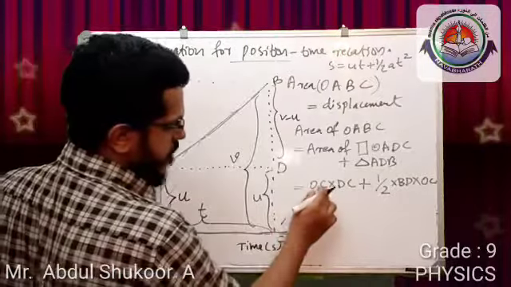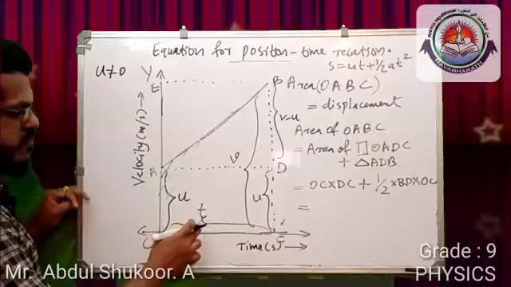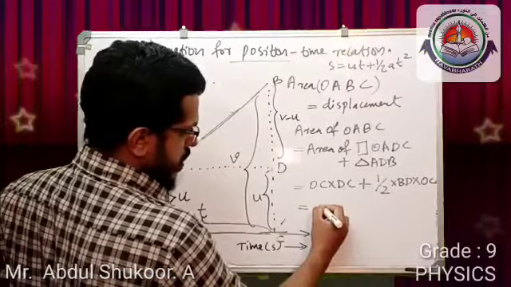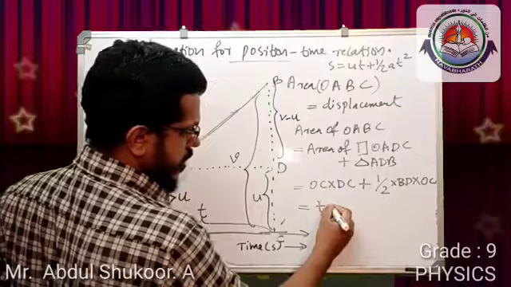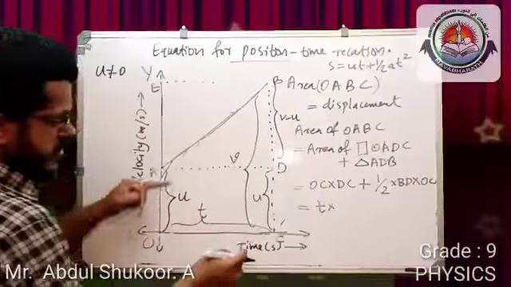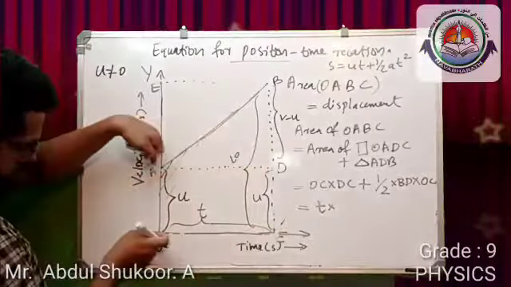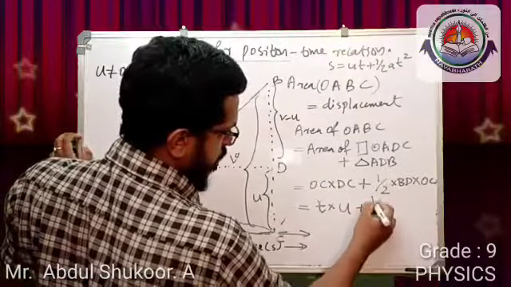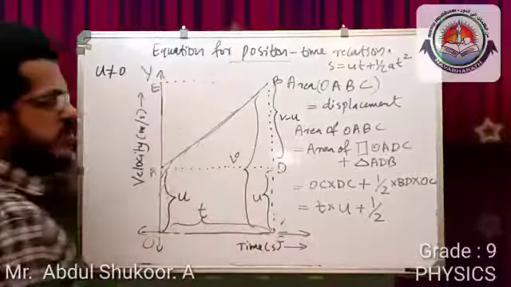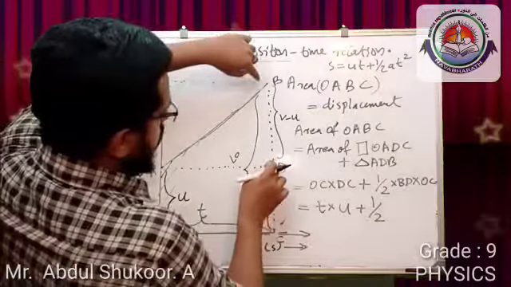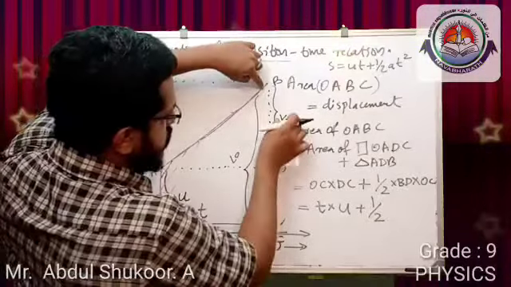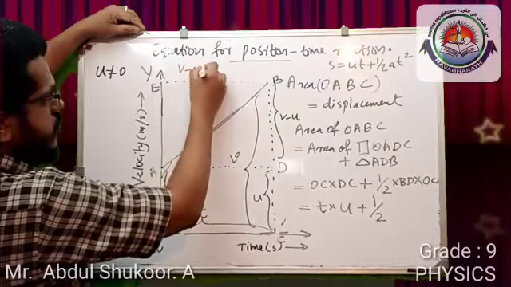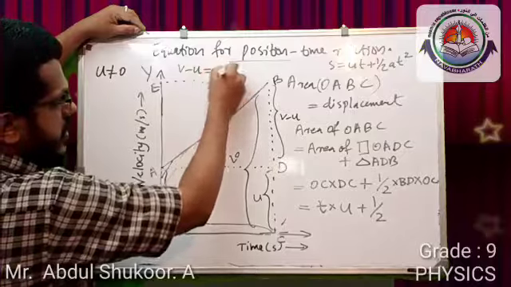Then if we substitute these values: OC is T, into DC. What is DC? That is the initial velocity U. That is UT plus half. What is BD here? BD is V minus U, the change of velocity. From the first equation we know that V minus U is equal to AT.